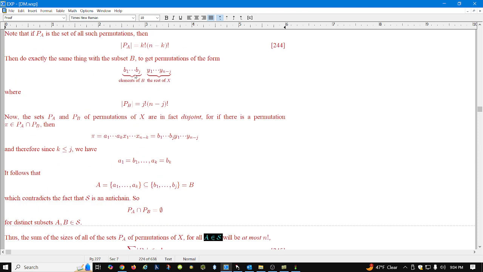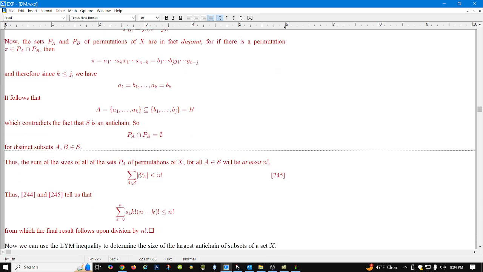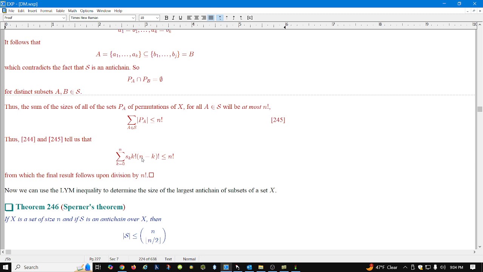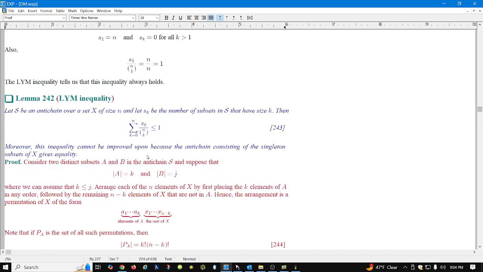But now we can use this and stick it in here. Anyway, you put it in here under the summation sign, and this is what you get. And when you divide by n factorial, you get the LYM inequality.